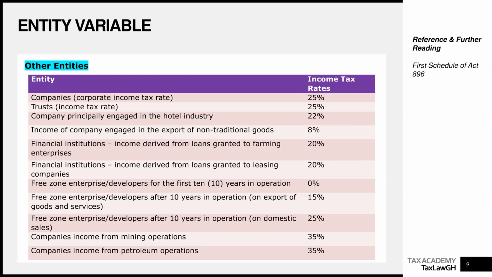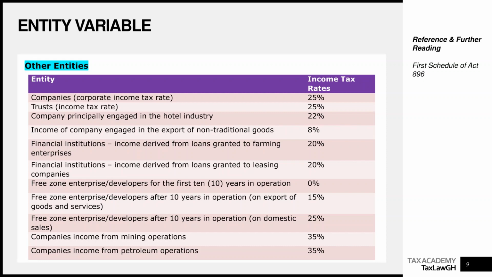All of them are companies, all of them are entities, but there's a differential in income tax rate. Some people may push that this can also fall under the activity variable, and they are not wrong, because here, what activity are they into? Hotel industry. What activity are they into? Export of non-traditional goods. Just understand that the principles are not so strict. Some of them overlap in some cases, but for discussion purposes, let's discuss these under the entity variable.